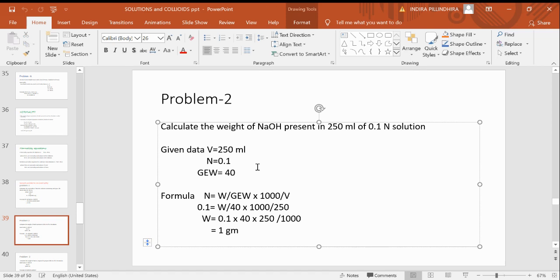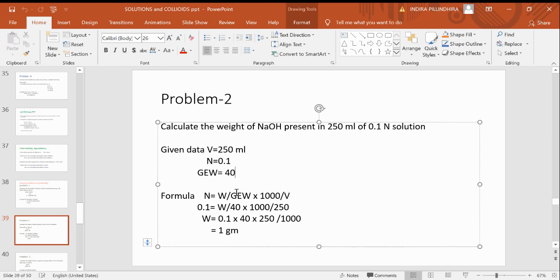In the previous videos, we have learned how to calculate the GW. For acid, it is molecular weight by basicity, that is number of replaceable H plus ions, and for bases it is molecular weight by number of replaceable OH minus ions. So in that manner we should calculate the gram equivalent weights. The equivalent weight expressed in grams is known as the gram equivalent weight.